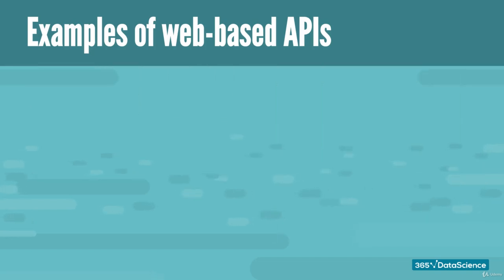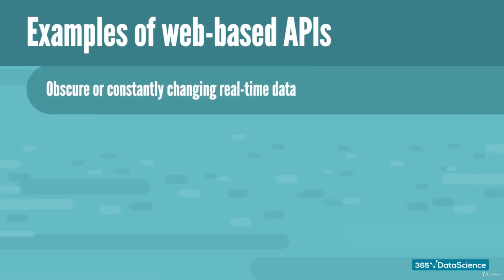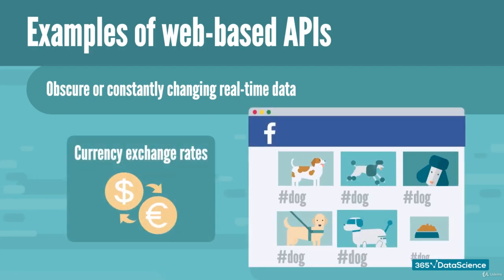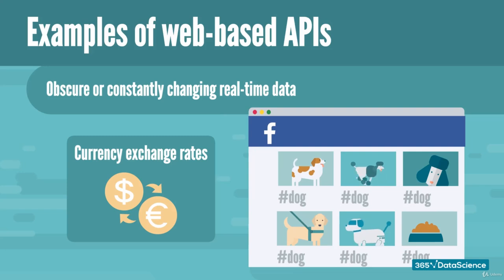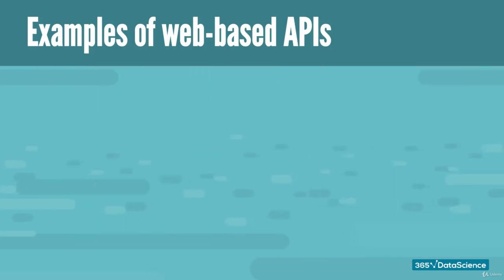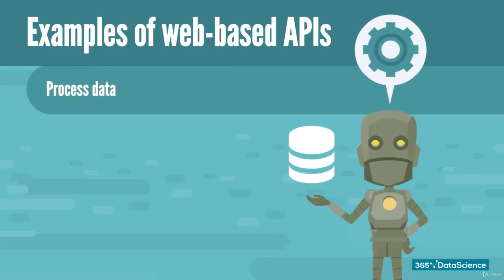Another application of web APIs is giving the public access to some obscure or constantly changing real-time data. Examples of this are APIs that return up-to-date currency exchange rates, or a social media API that obtains all posts containing a certain hashtag. Finally, sometimes we may possess the data we want but lack the capabilities to process it. It may require some sort of machine learning algorithm, for instance. Well, there are a lot of APIs out there to help us with that as well.